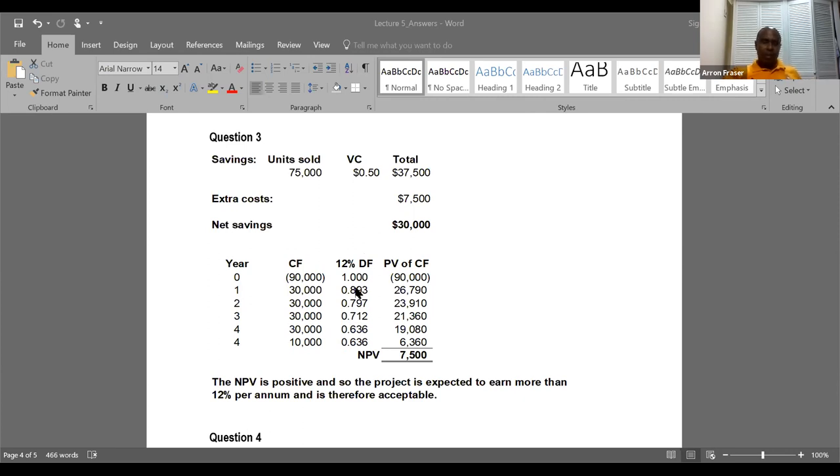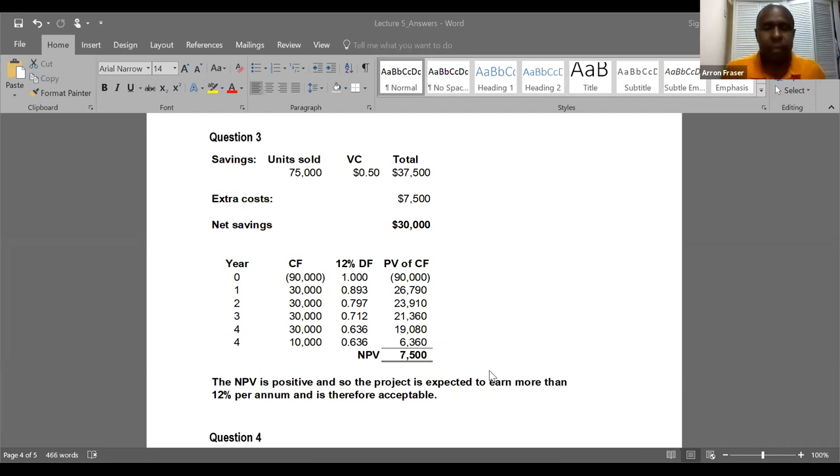So year one, we go back to that same sheet that I showed just now. You see it's 0.893. We go down all to year four. The present value of these cash flows is 30,000 times the discount rate. Again, this is an embedded Excel sheet. You can double click on it. And then you'll see when you add up all these cash flows, you have an NPV of 7,500. So since the NPV is positive, right, you should accept the project.